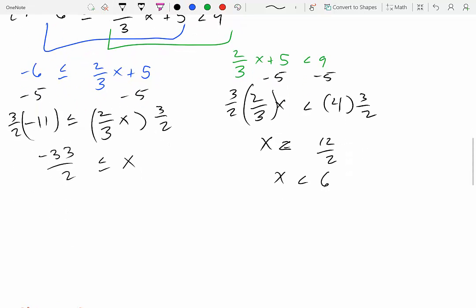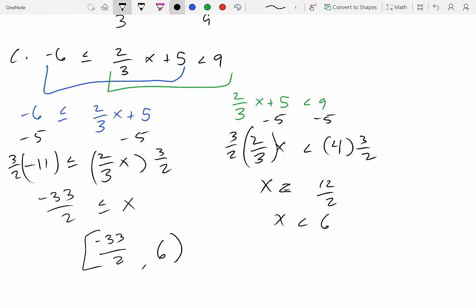So we're not going to graph this one. We're just going to write an interval notation. We have negative 33 over 2 and 6. We know that they come together because if you notice, anything where the signs are pointing in the same direction in a compound inequality, they're going to come together. Alright, last one, D.